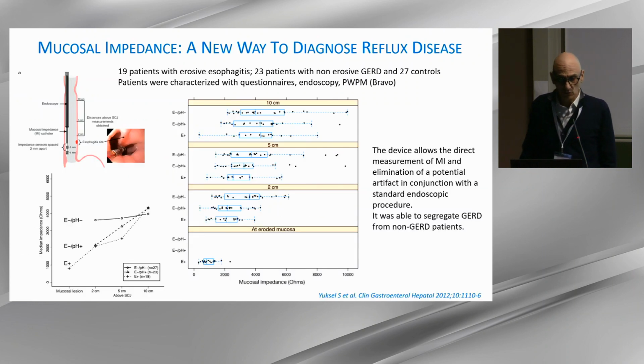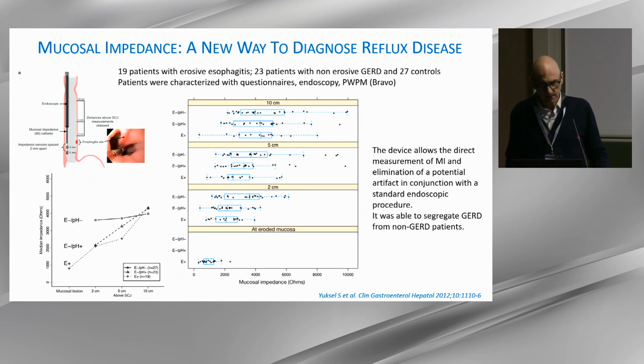Then, at the end, mucosal impedance, which is a new way to diagnose reflux. This technique was pioneered by Michael Vaezi and coworkers, and the device used through the scope allows the direct calculation of mucosal impedance in different parts, for example, 5 centimeters and 2 centimeters from the squamocolumnar junction. In this setting, it was able to separate patients with GERD, with erosive GERD, from those with NERD and abnormal pH, and those with normal pH and normal acid exposure time.